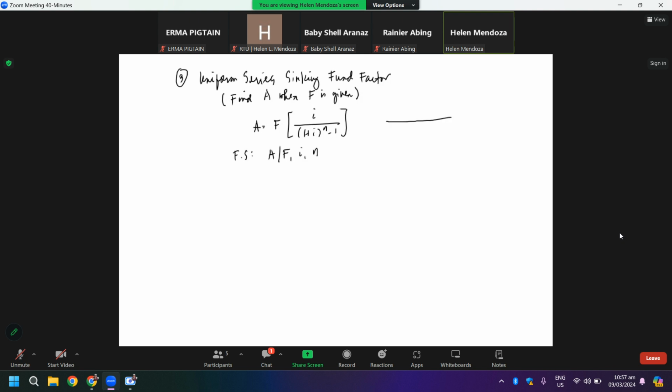So for the cash flow diagram, if you would like to accumulate, for instance, a million after 10 years, then you might be interested in finding how much you should deposit on a per year basis. 1, 2, 3, 4, let's say up to 10. So this is the value in question. And lastly, you would have the uniform series capital recovery factor.